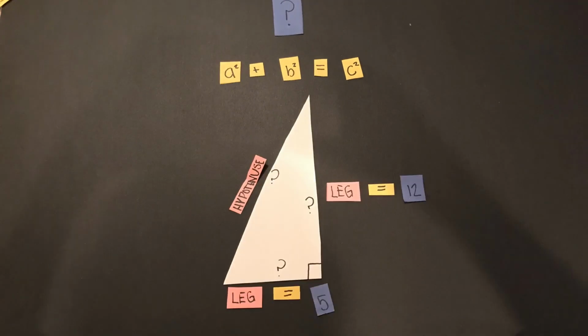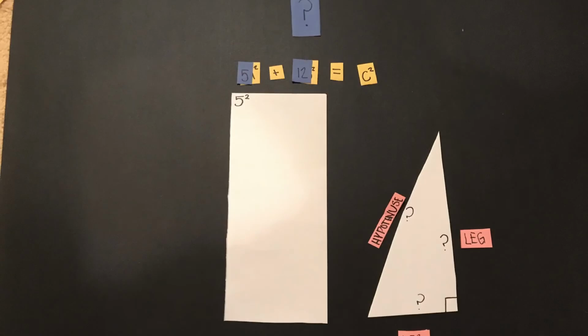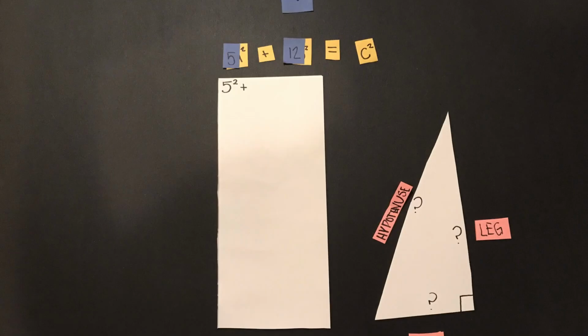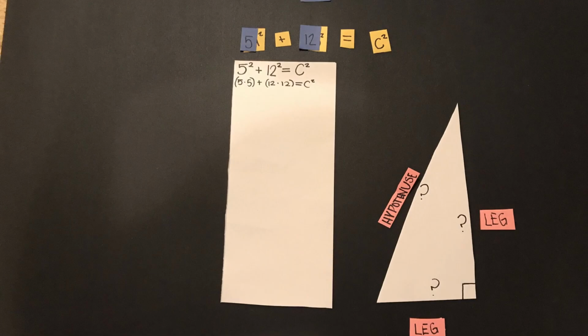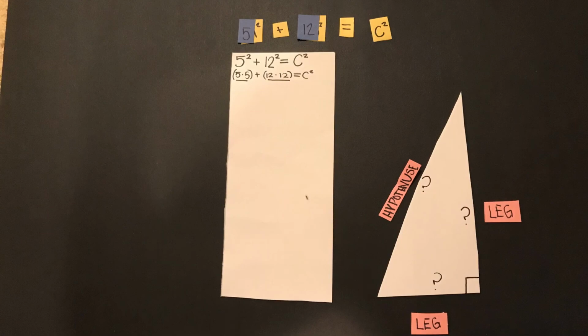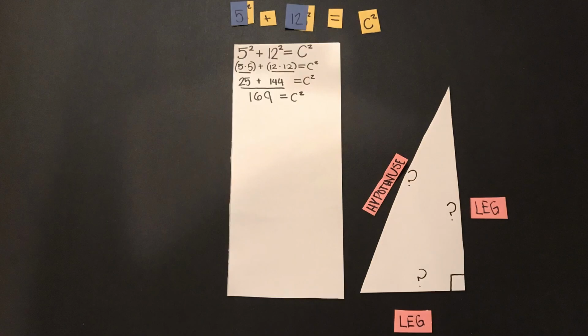Let's try some problems. So imagine the leg lengths are 5 and 12. Then we need to plug the variables into the formula. Now the formula should read 5 squared plus 12 squared equals c squared. Now that the formula is written, let's simplify it. 5 times 5 plus 12 times 12 equals c squared. 5 times 5 is 25, and 12 times 12 is 144. Together, that adds up to 169.